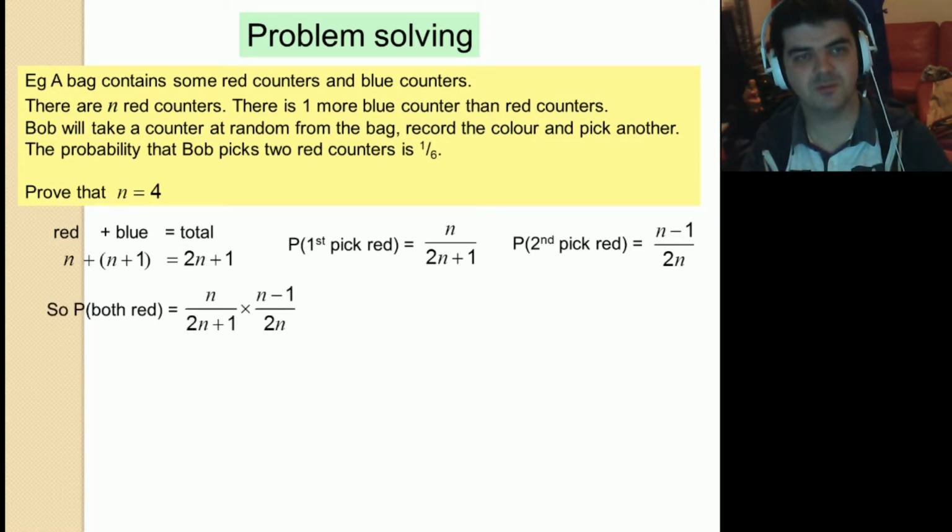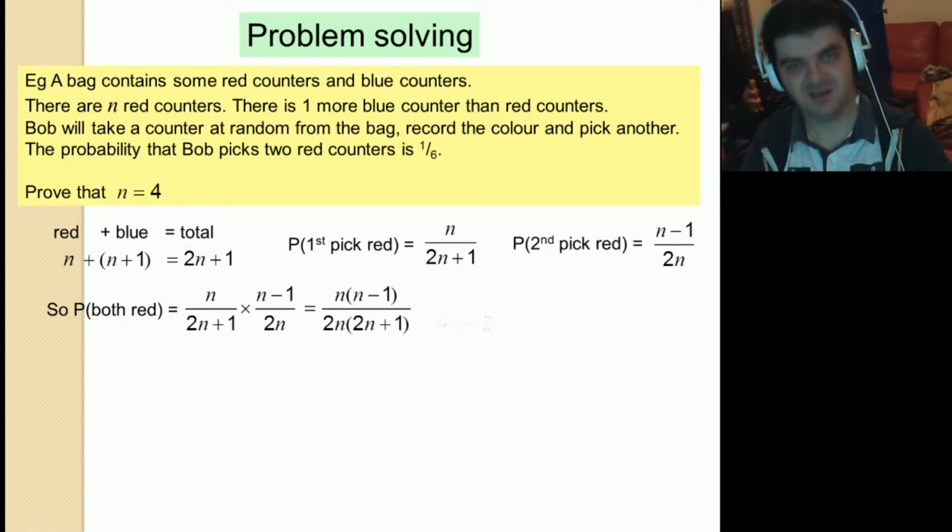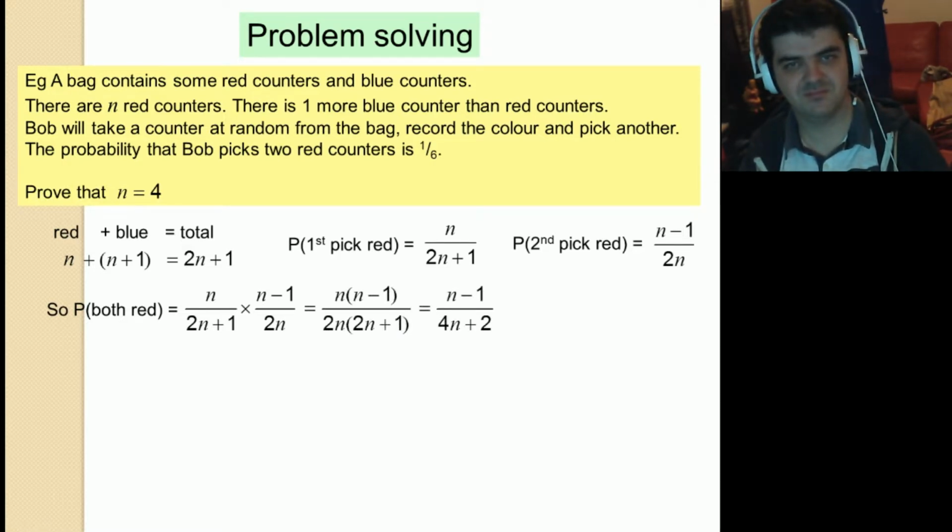What about the probability of both red? You would multiply those two things together. So you multiply n by n minus 1 and 2n plus 1 by 2n, and you would get that. You get n squared minus n on the top if you multiply it out. But what you could do is just cancel the n top and bottom. n divided by n just gives you 1. So you'll have n minus 1 over 2 upon 2n plus 1, which is 4n plus 2.